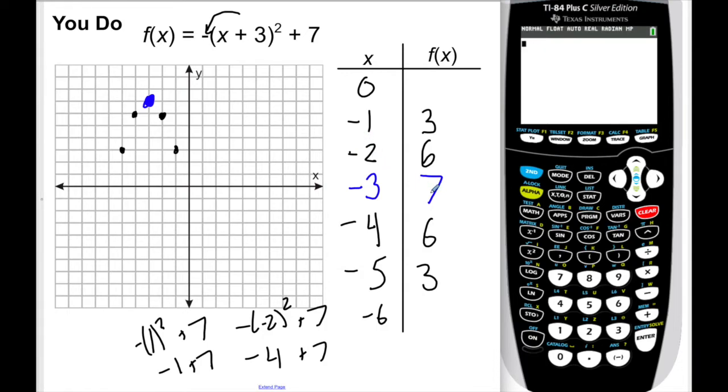Well, we could use the pattern. We know it's going down by 1, down by 3, so we should get -2. It goes down by 5. Let's see what happens. So what we'll get is 0 plus 3. That's 3. 3 squared is 9. -9 plus 7. It's going to be -2.